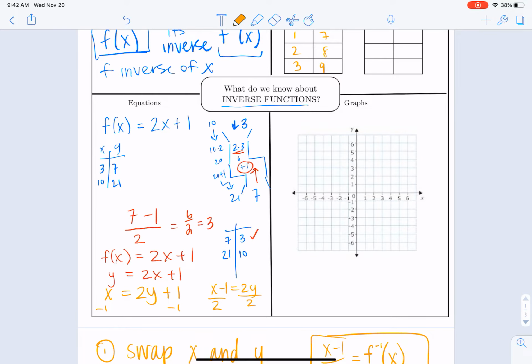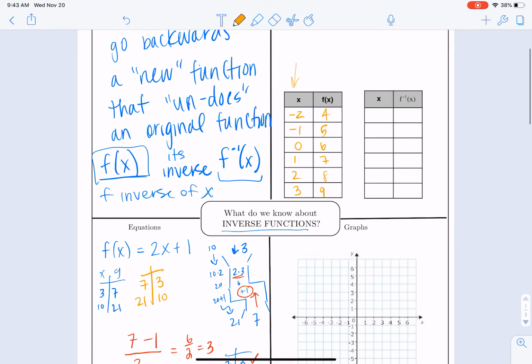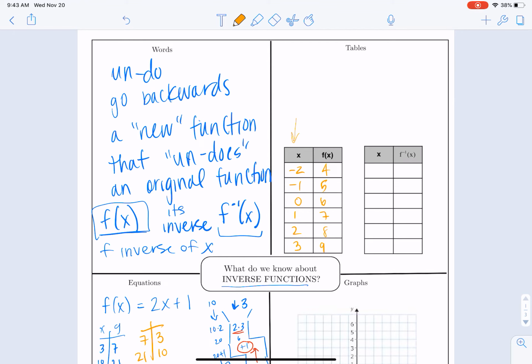So in order to create the table of the inverse of this, let's think about what happened down here. When I had this inverse, I inputted 7 and I outputted 3. I inputted 21 and I output 10. So when we're talking about inverses of tables, it is really just as simple as swapping the x and y values. So swap x and y values. So here is my original function, this guy right here, and this is the inverse. So I have inputs and my inverse.